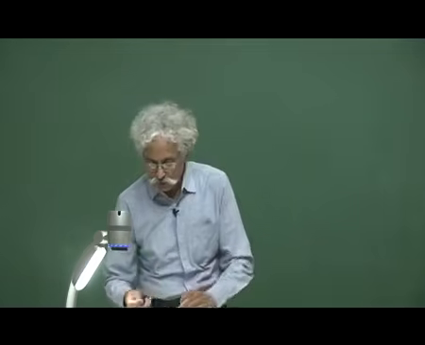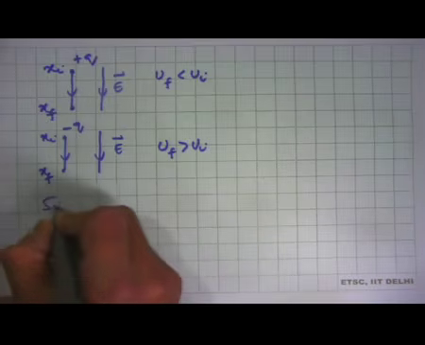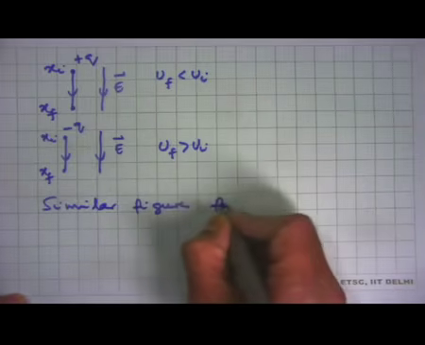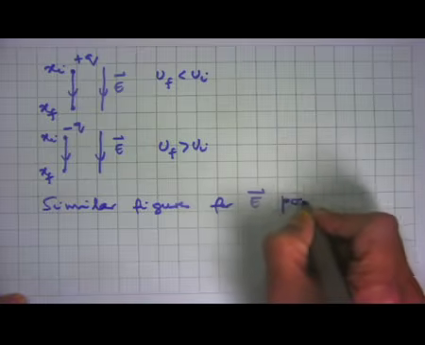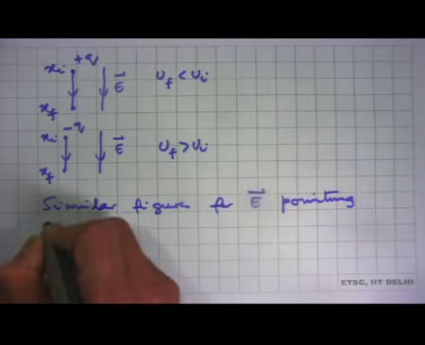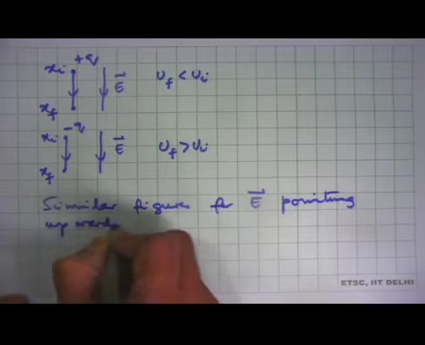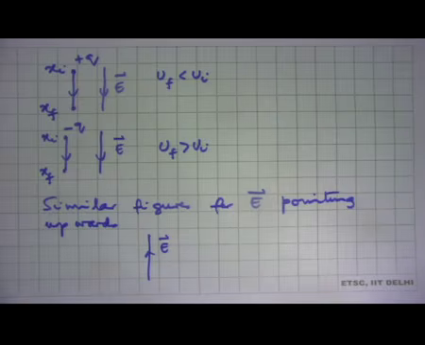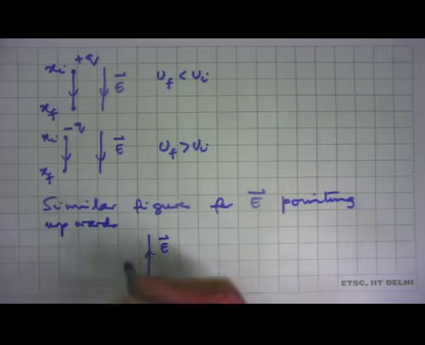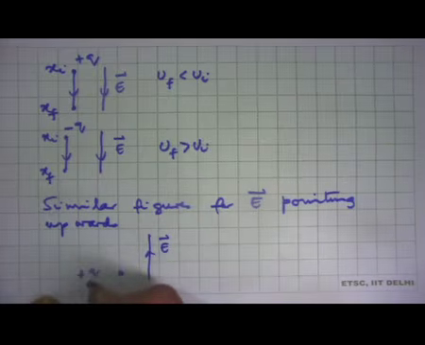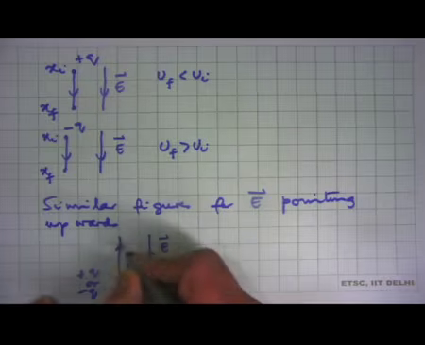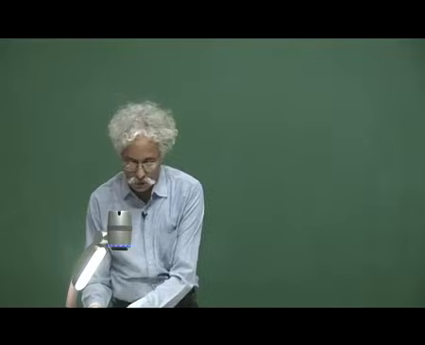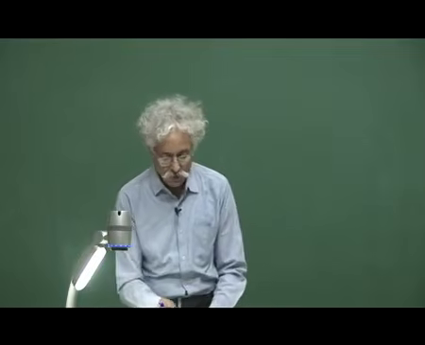I leave it as an exercise to you to draw similar figures for E pointing upwards. You may practice: with the electric field pointing upwards, find out what the initial and final energies are, whether they increase or decrease depending on the charge, plus q or minus q, and whether you are moving upwards or downwards. I leave this as a small exercise to you, and that will help you understand whether the potential energy increases or decreases in the various situations.